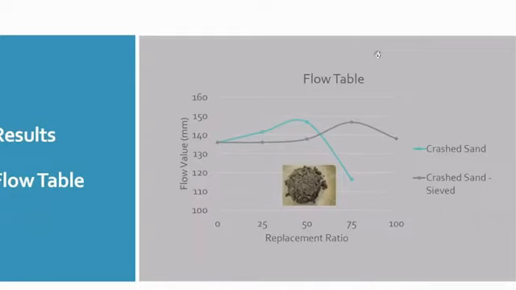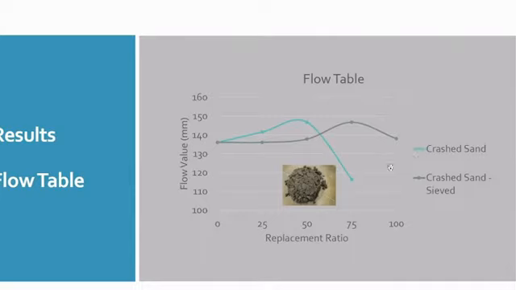The results for the flow table test show, as you can see with the blue line, the flow values we got for 25% replacement and 50% replacement of natural sand, and you can see that the workability is even improved compared to the reference mixture. When we tried to replace 75% of the sand, the mixture was not workable at all, as you can see in the picture.